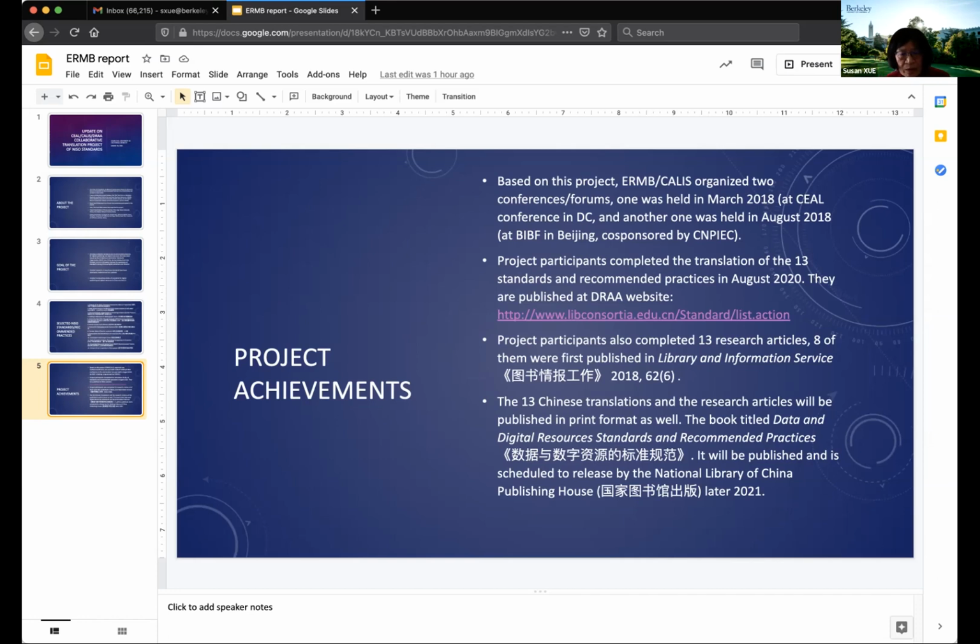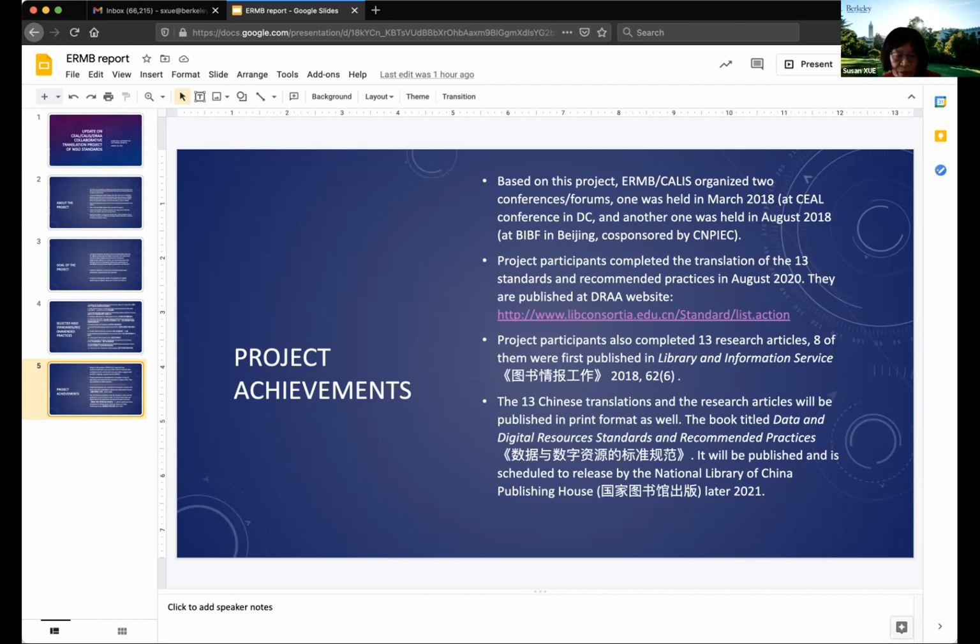The project team members completed the translation of the 13 standards and recommended practices in August 2020, last year. They have all been published on the DRAA website. I'm going to share the website later in the chat box, and also show very briefly how the page looks. The project team members also completed 13 research articles.